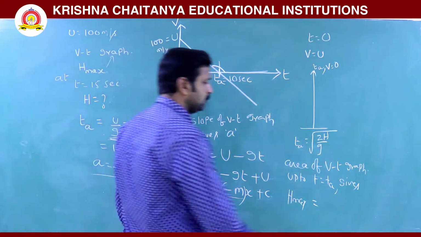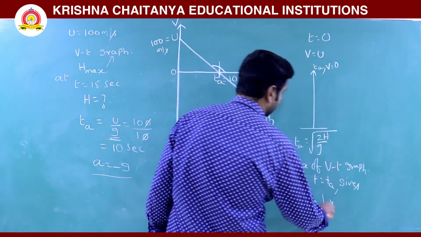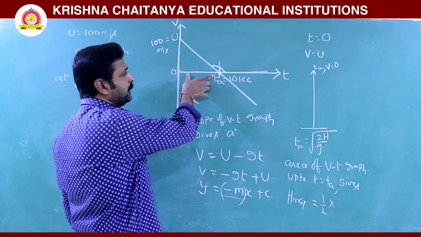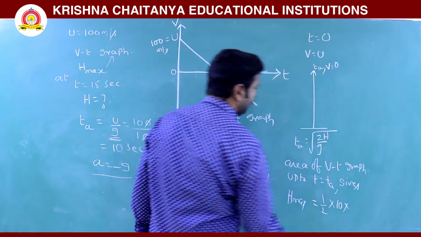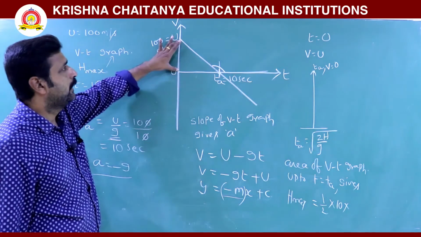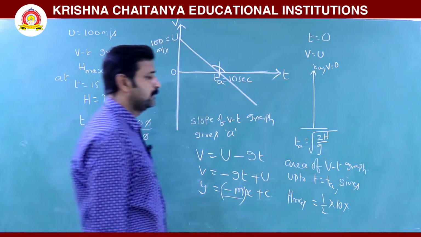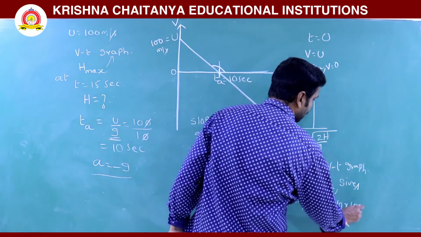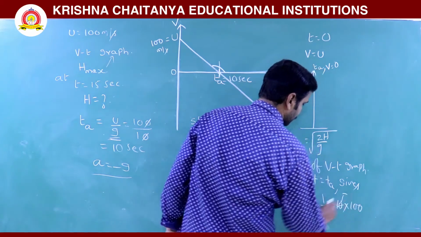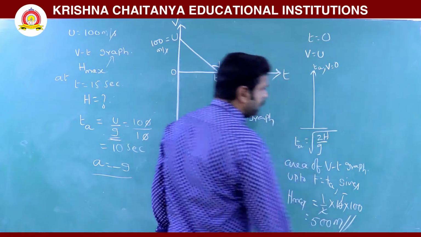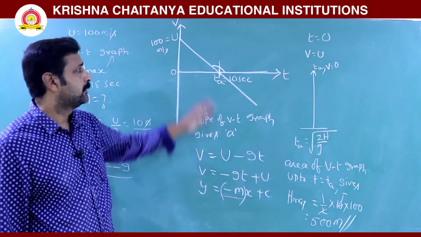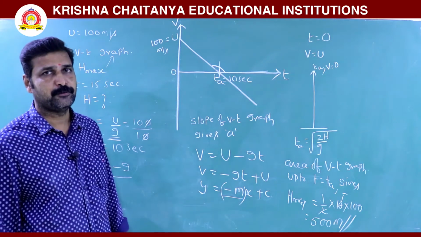So half into base TA, that is 10, into height 100. So this is 500. Maximum height is 500 meters from this v-t graph.